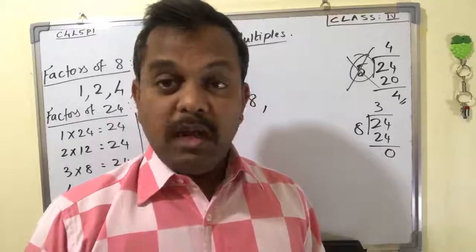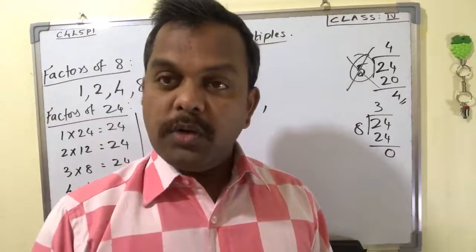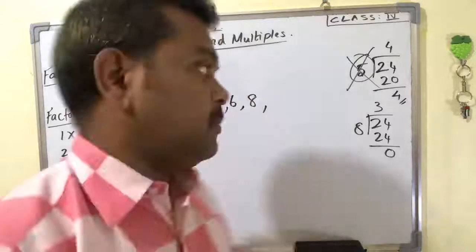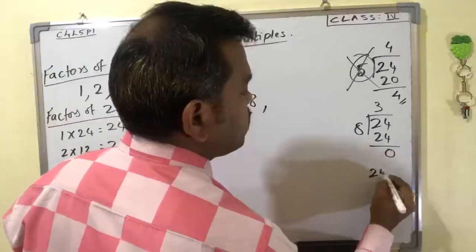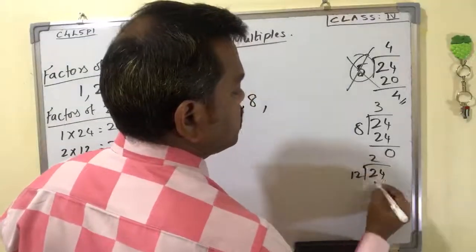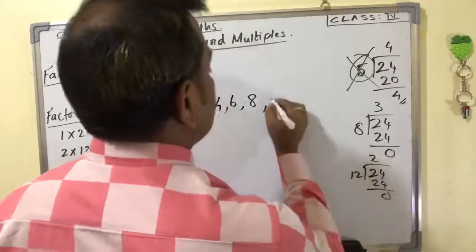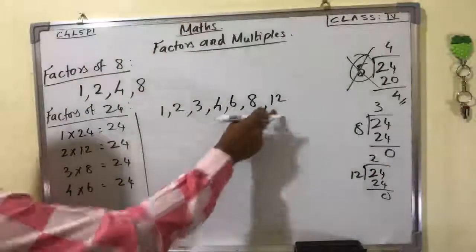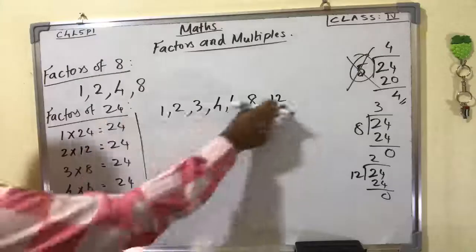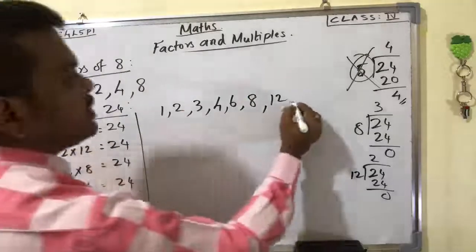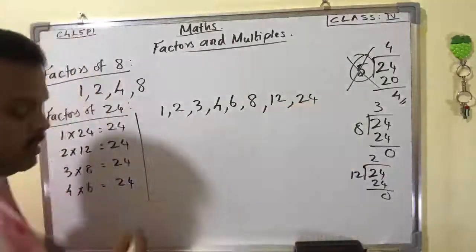10 no. 11 no. 12. 1 12 is 12. 2 12s are 24. Look here. 24 by 12. 2 12s are 24. So 12 is also a factor of 24. And 12 is half of 24. After half, the number itself.